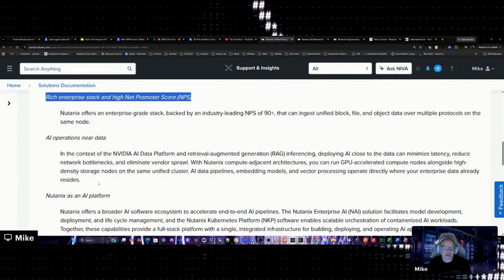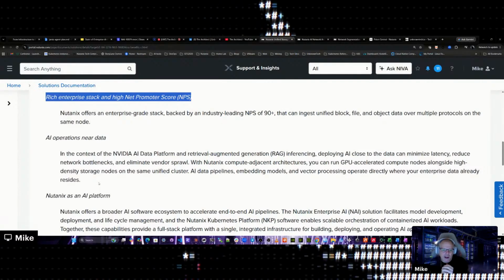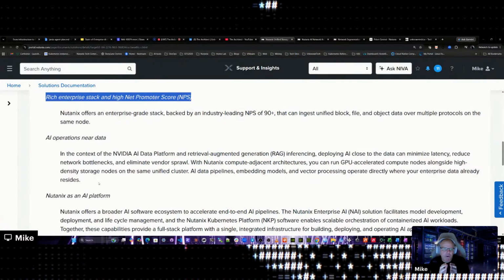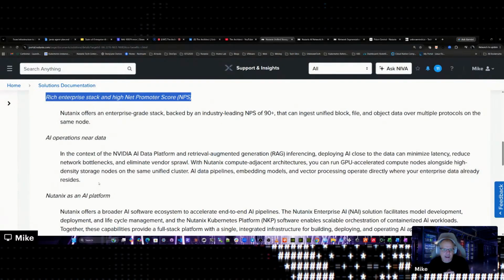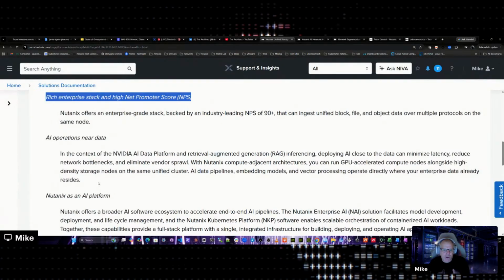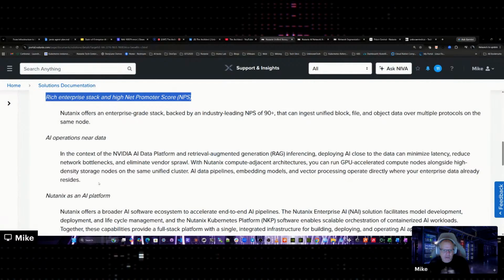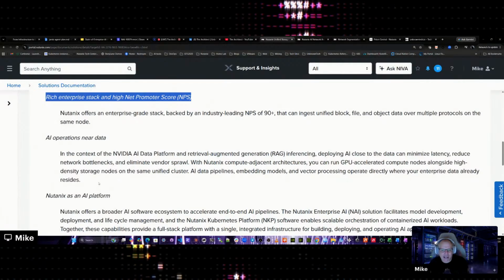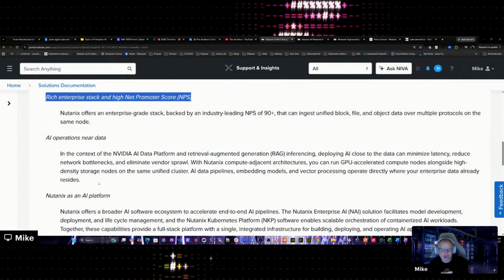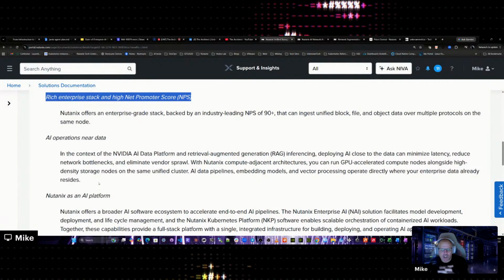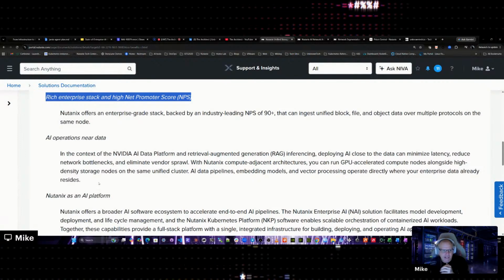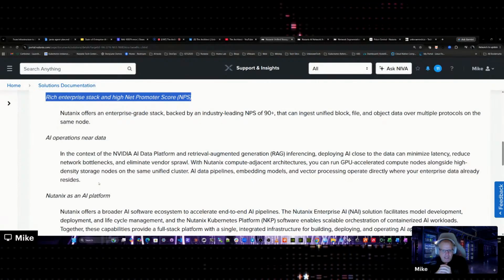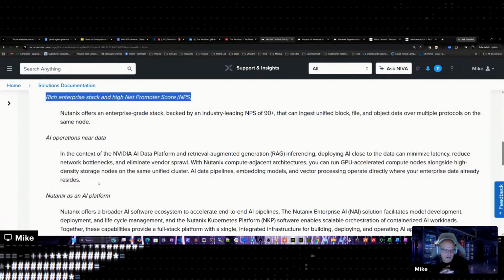The idea really is providing a compute adjacent architecture. What I mean by that is you have your GPU accelerated compute, and right next to that, adjacent to that, is your storage environment. And you can run GPU accelerated compute nodes alongside high density storage nodes on the same unified cluster to give you data pipelines, embedding models, and vector processing directly where your enterprise data resides.